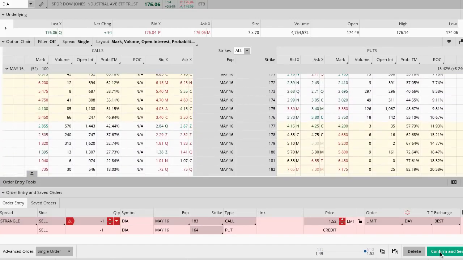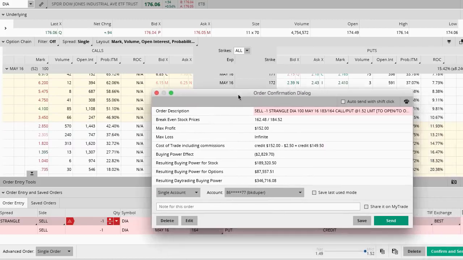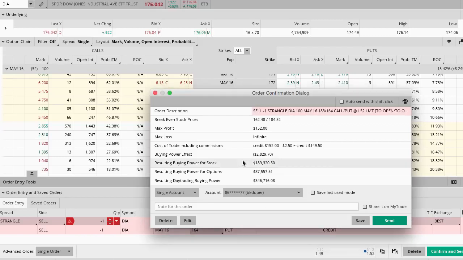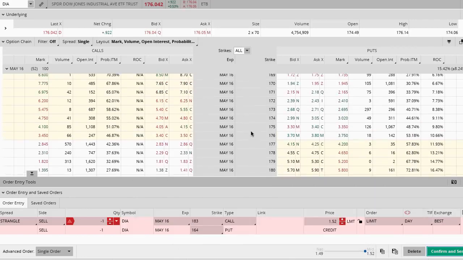Okay, if we did that and just did it naked, we'd take a credit of $152. The margin that would be required on this trade is $2,829. Okay, so obviously we're taking in a little bit more risk, or we're putting up a little bit more money, but we could potentially make $152 for each of these contracts.